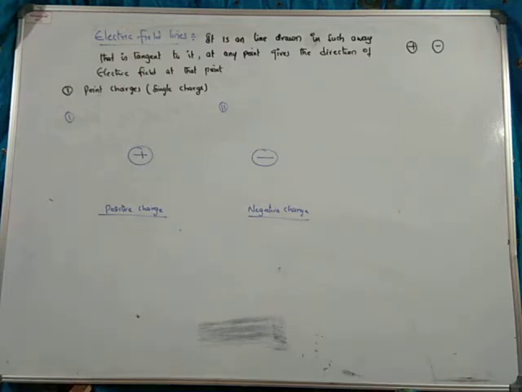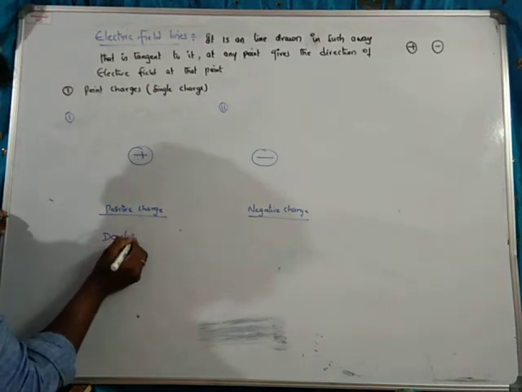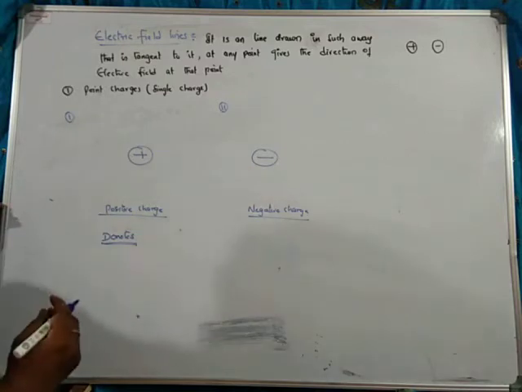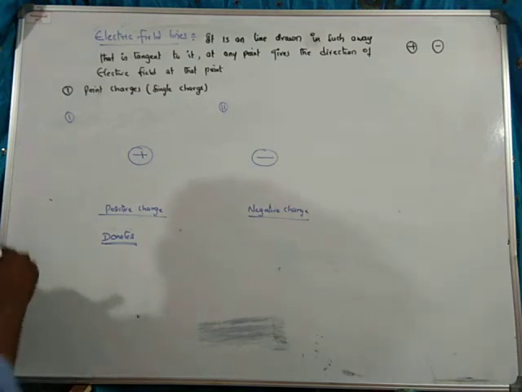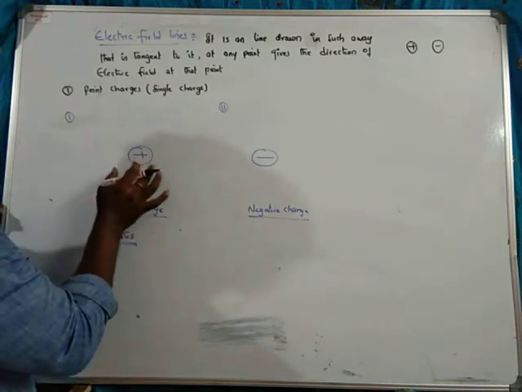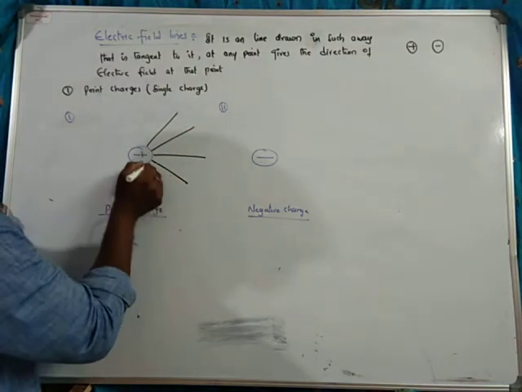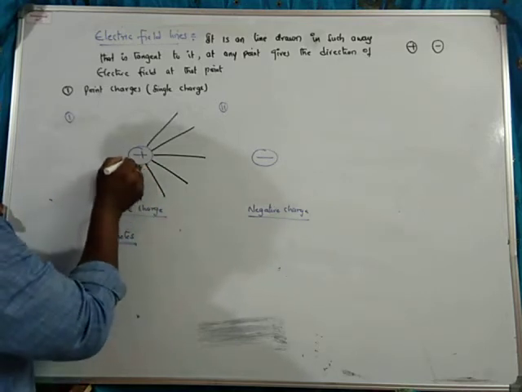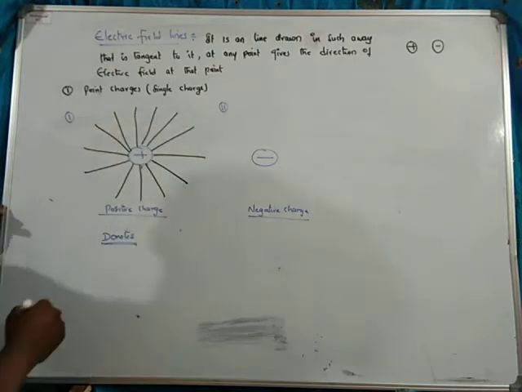types of charges are classified into two types, positive charge and negative charge. Positive charge means it donates. Donate means whatever charge we have, it will be donated to another charge. According to field lines, whenever we have a point charge, it will radiate in all directions. Depending upon the strength of the charge, the field lines will vary.